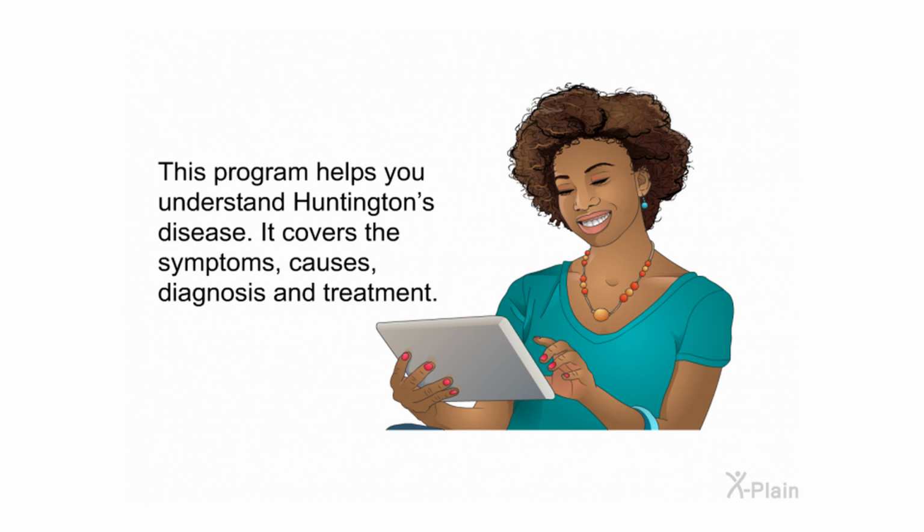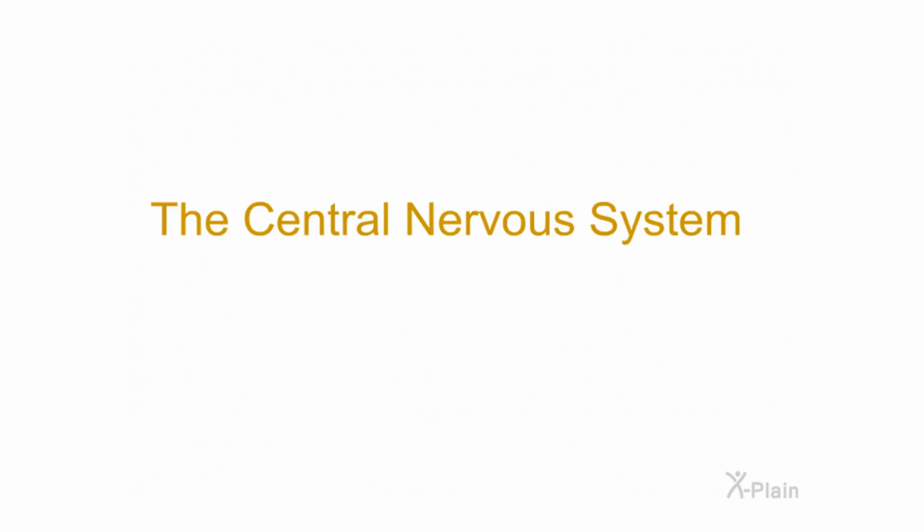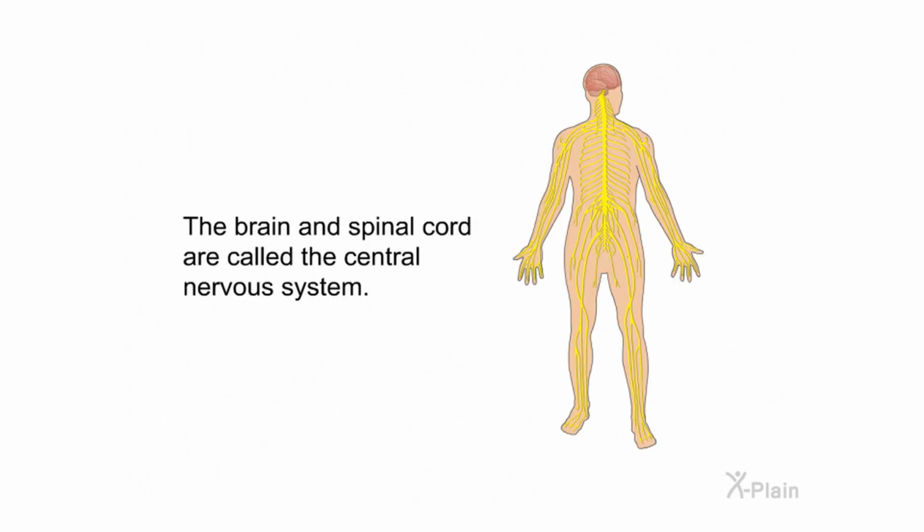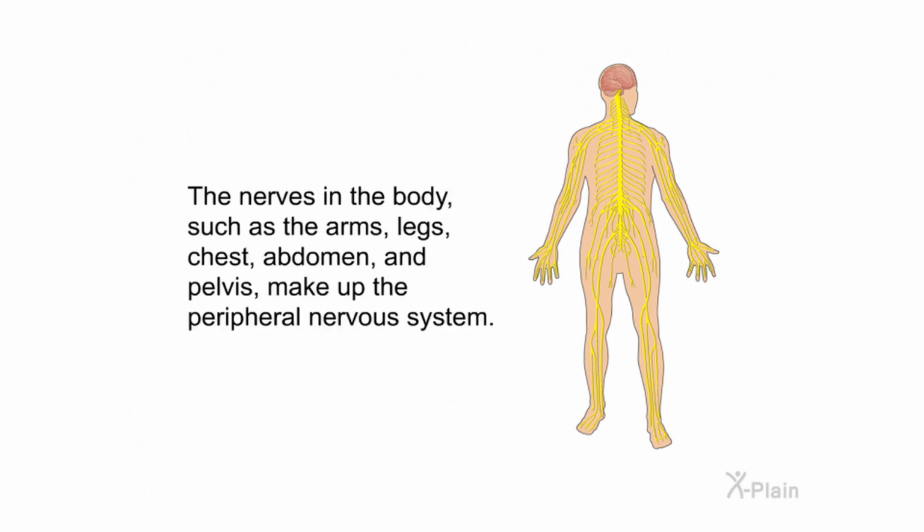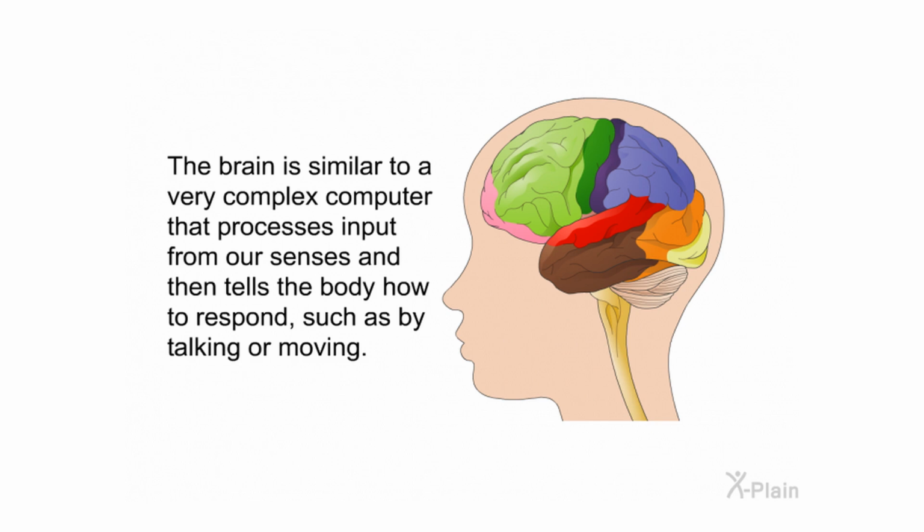This program helps you understand Huntington's disease. It covers the symptoms, causes, diagnosis, and treatment. The central nervous system. The brain and spinal cord are called the central nervous system. The nerves in the body, such as the arms, legs, chest, abdomen, and pelvis, make up the peripheral nervous system. The brain is similar to a very complex computer that processes input from our senses and then tells the body how to respond, such as by talking or moving.